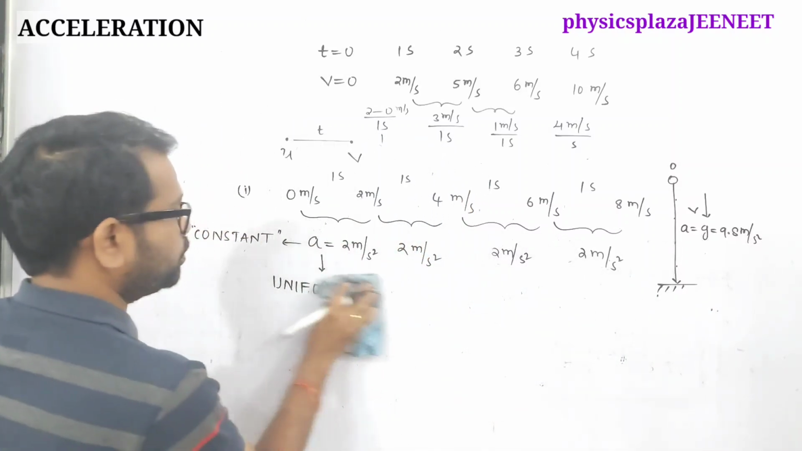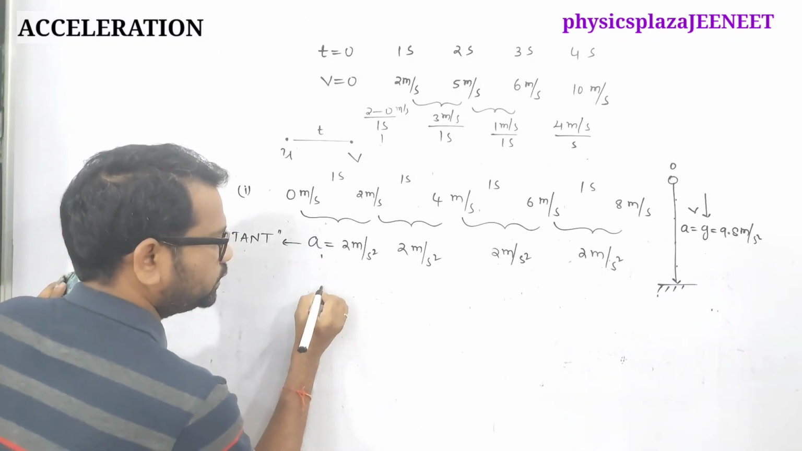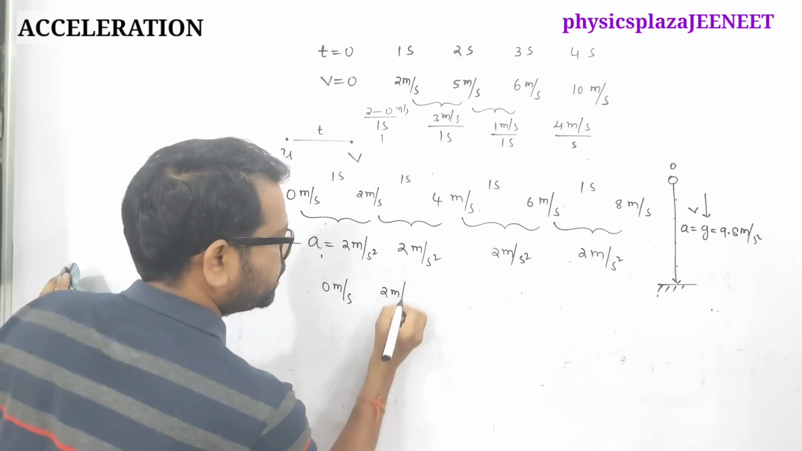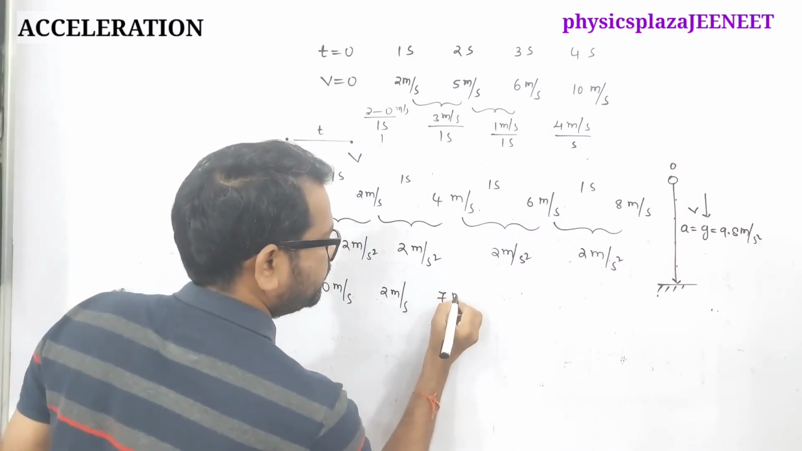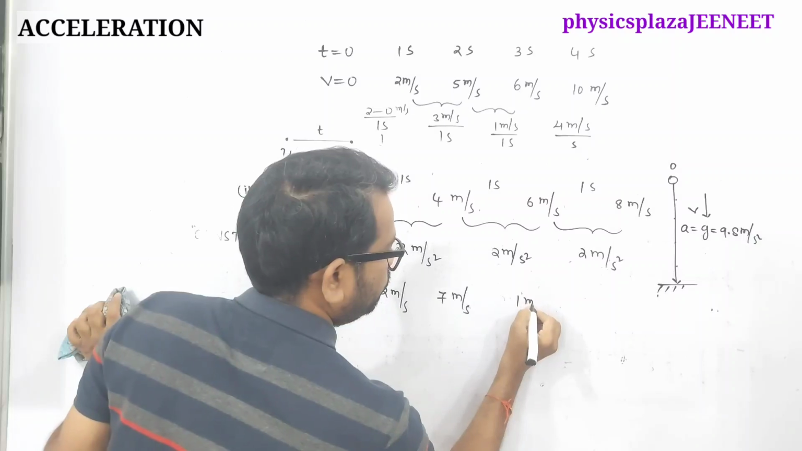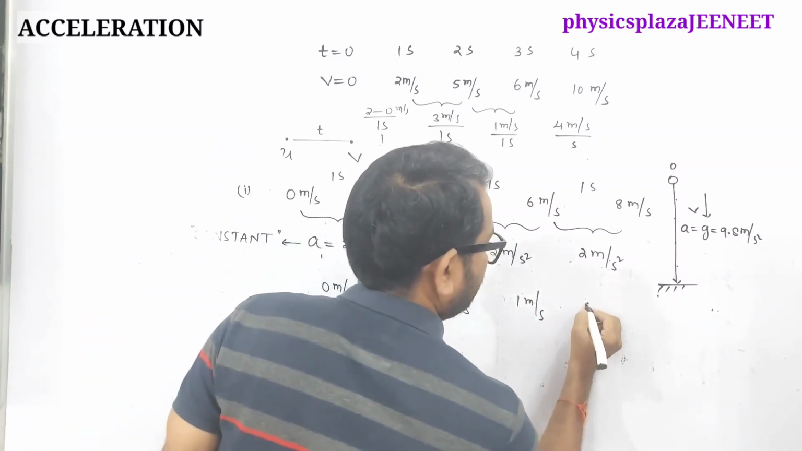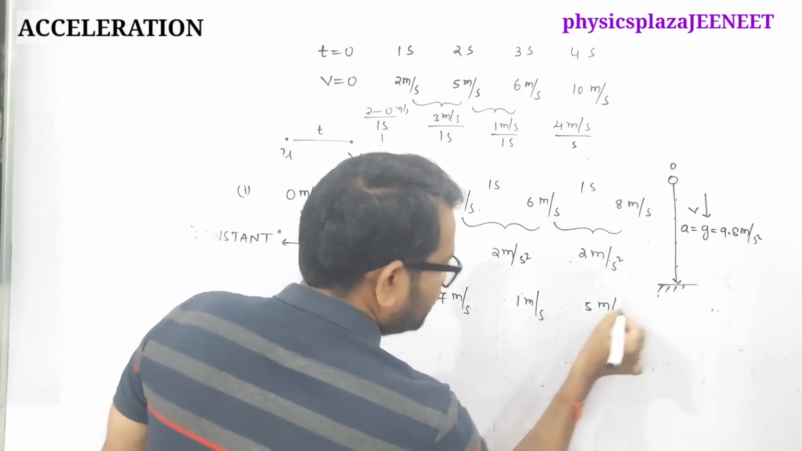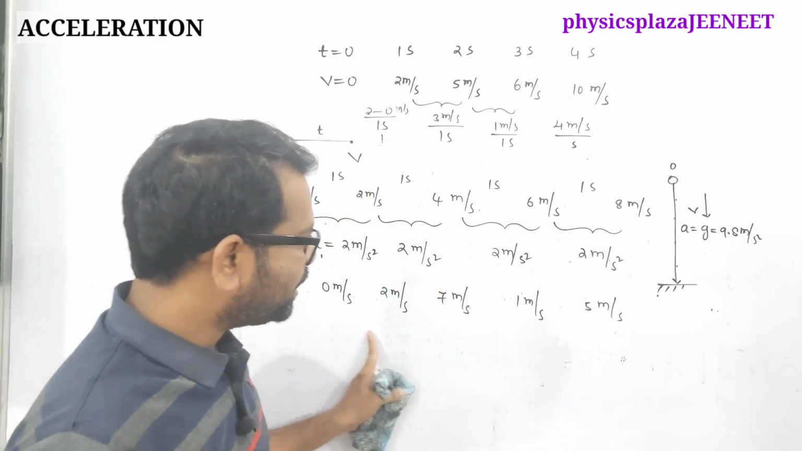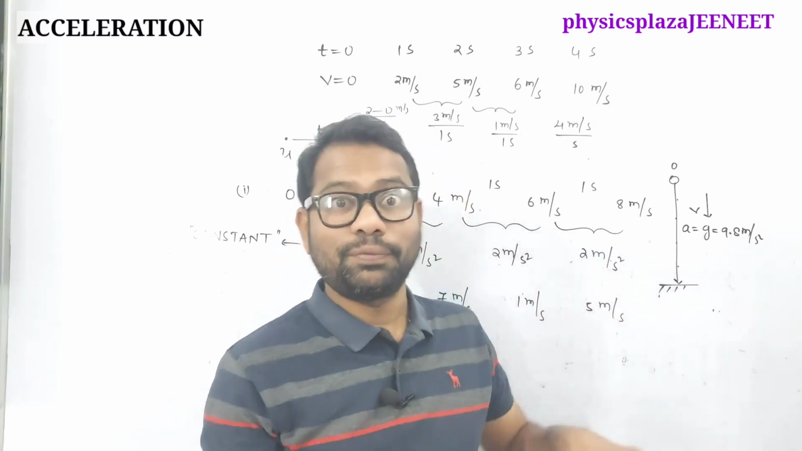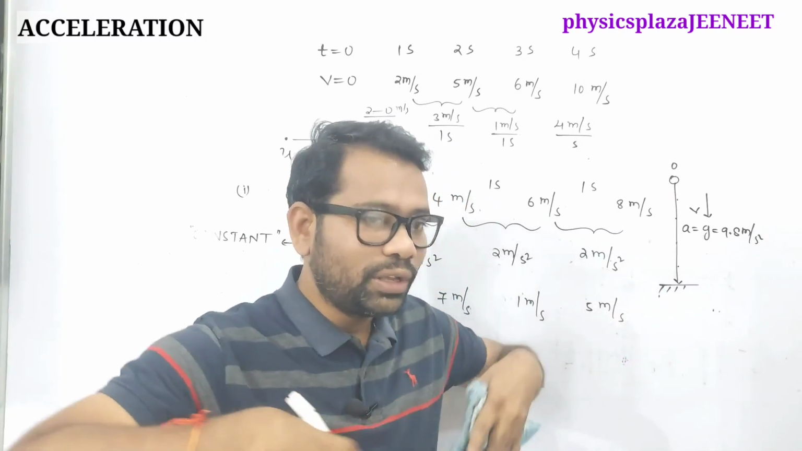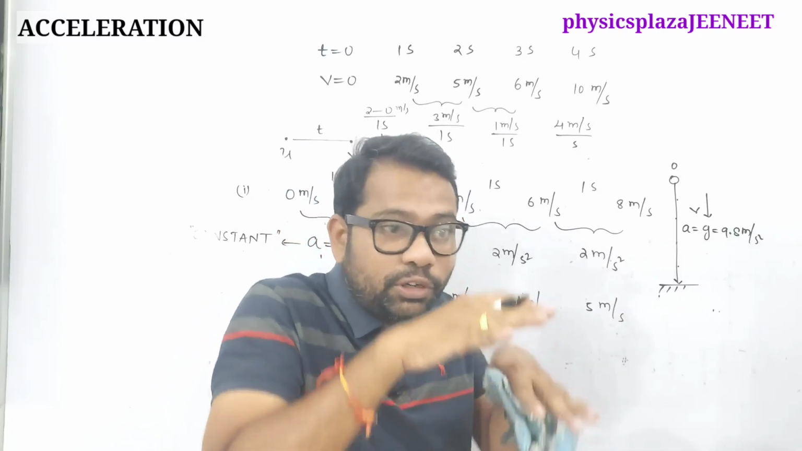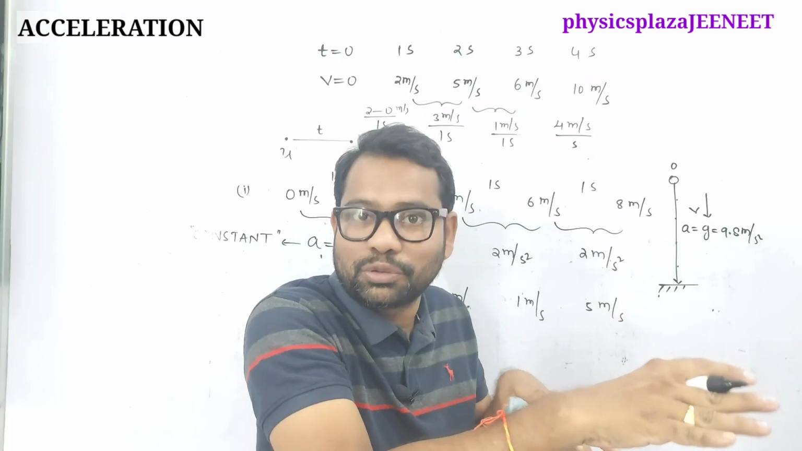Now, let us see one more example. The speed is 0 meter per second. Next, it is 2 meter per second. Next, it might be 7 meter per second. Next, it might be 1 meter per second. Next, it might be 5 meter per second. For each second, the velocity keeps on changing like this. So, you can understand the particular vehicle is not going on a smooth road. It might be a very rough road, or during the rainy season you don't know how the road is, you may increase the speed, decrease the speed. Due to that, if there are ups and downs, it is so difficult, right?